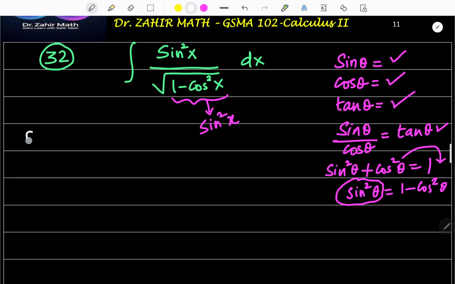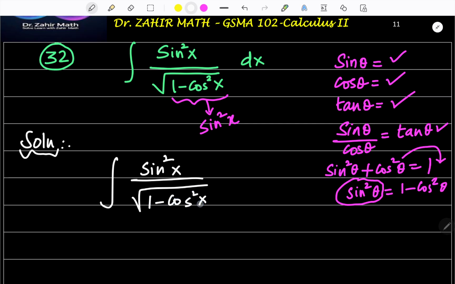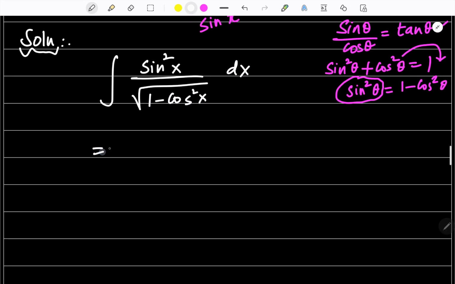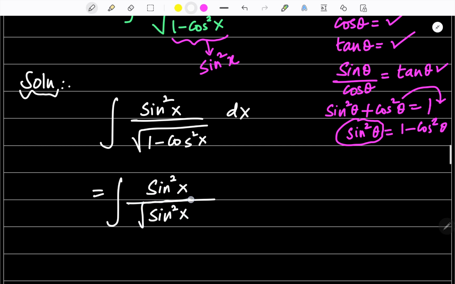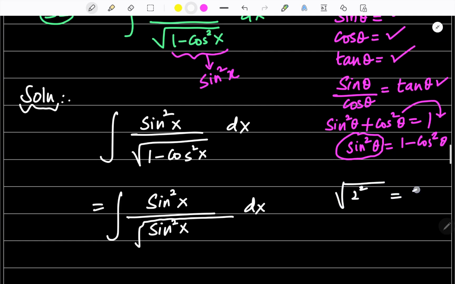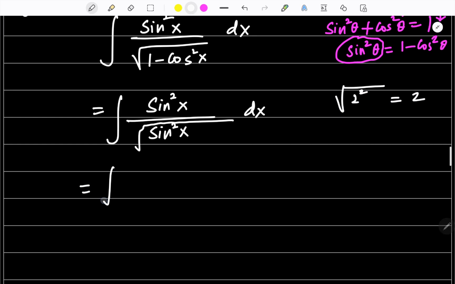So now integral, let me go to the solution, right? So integral sine square x divided by square root of 1 minus cosine square x dx. So this can be written as integral sine square x divided by 1 minus cosine square x is what? Sine square x, but inside the square root. Keep in your mind. Inside the square root. Okay, right. So square root of 2 square is what? 2, right? We know that. So this equals integral sine square x divided by, this is sine x dx.